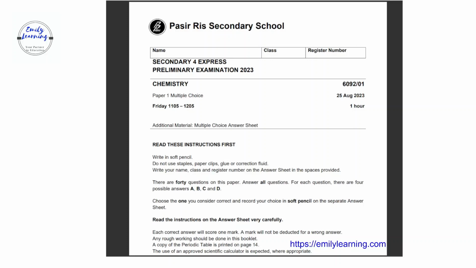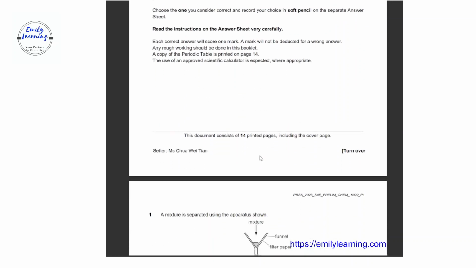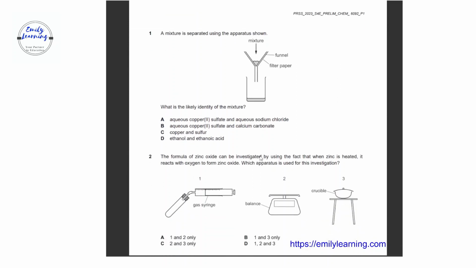So in this video, we'll be going through paper 1 of PRSS chemistry prelim paper. So let's get started. Question 1. A mixture is separated using the apparatus shown.